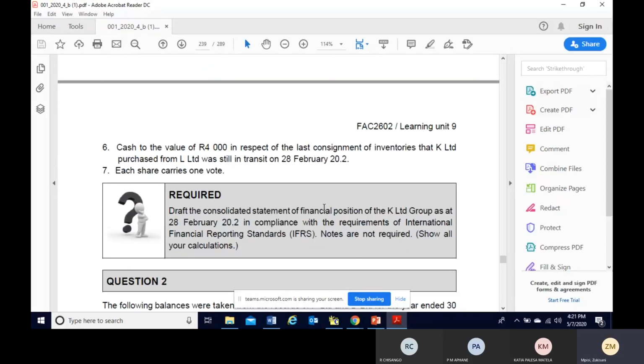We are required to consolidate, to draft the consolidated statement of financial position of K Limited Group as at 28 February 20.2 in compliance with the requirements of IFRS. Notes are not required. We must show all calculations.